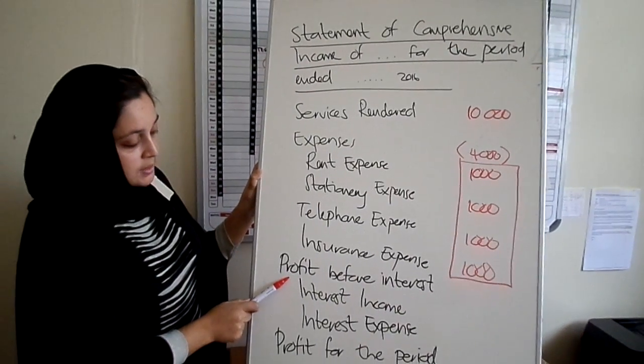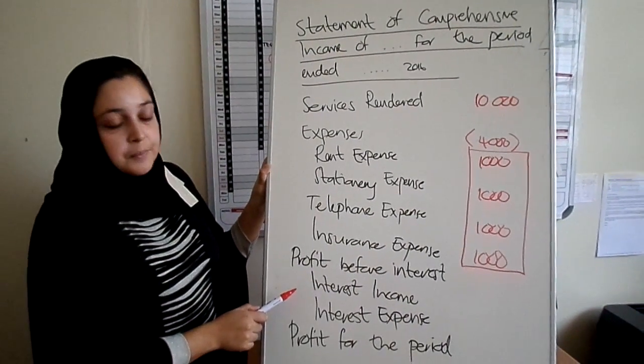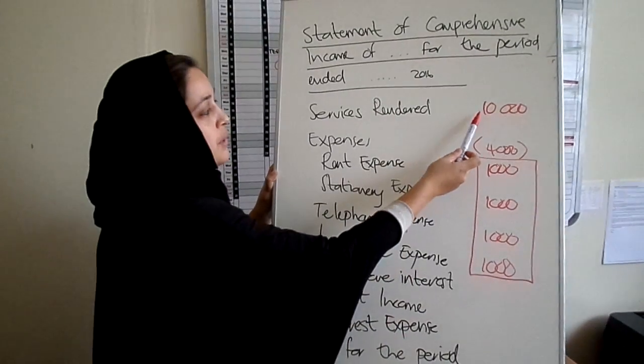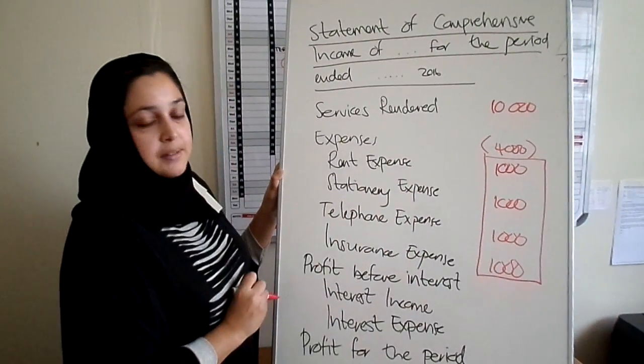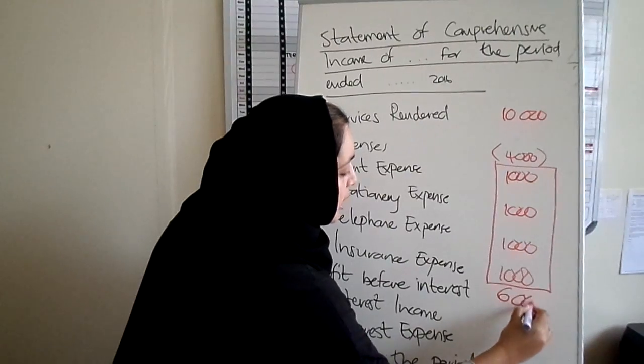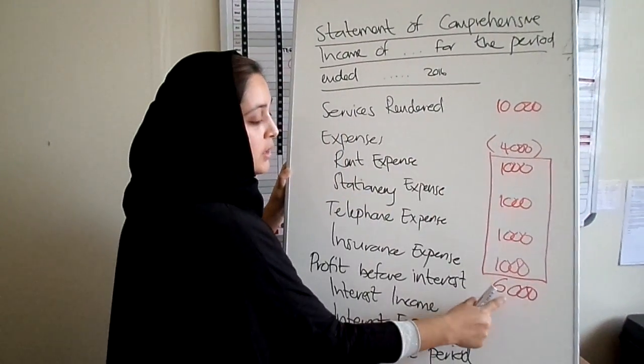The next part of the statement is profit before interest. So profit before interest is your services rendered minus your expenses. That gives you 6,000. That's 10 minus 4 gives you 6,000.